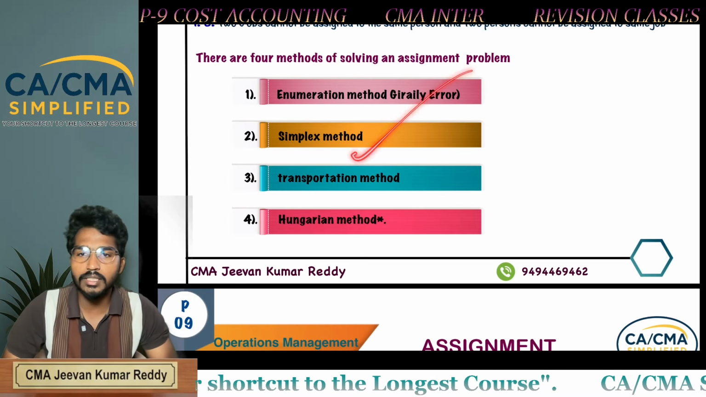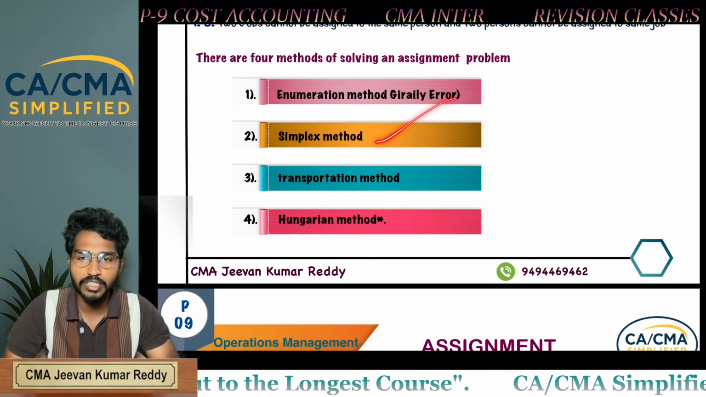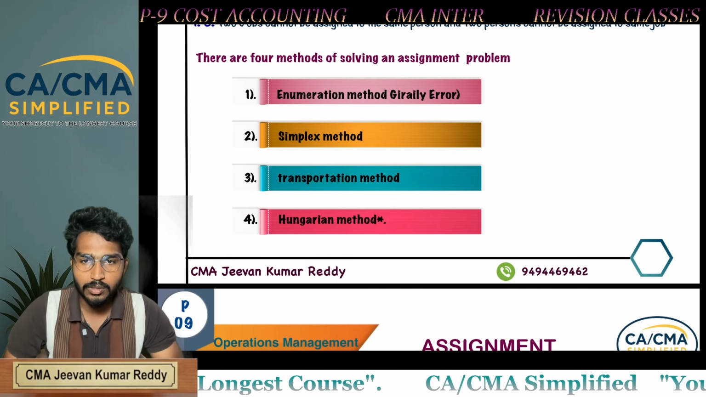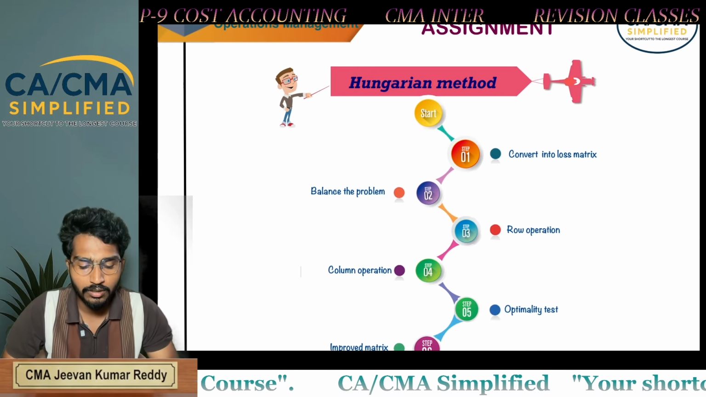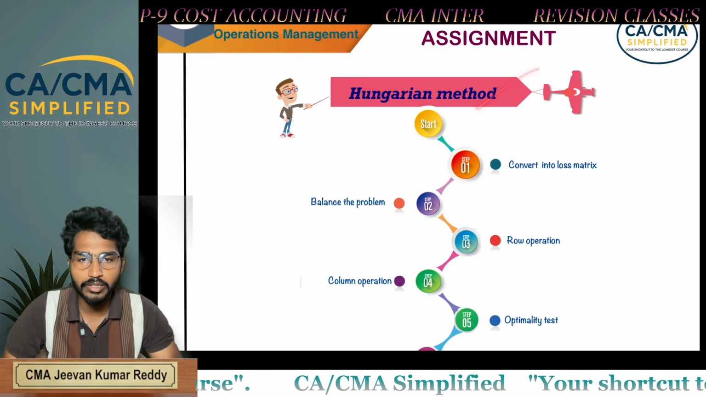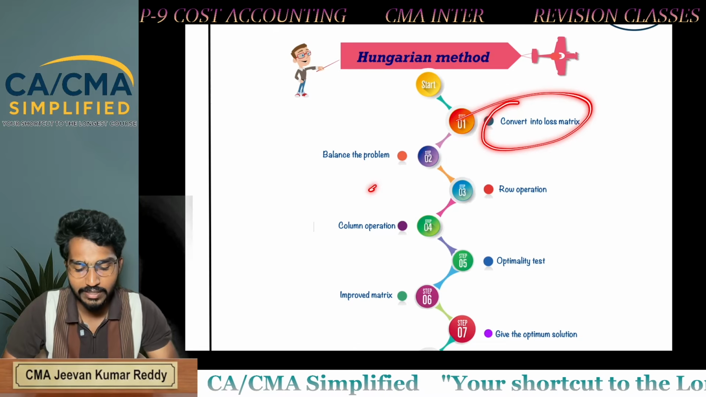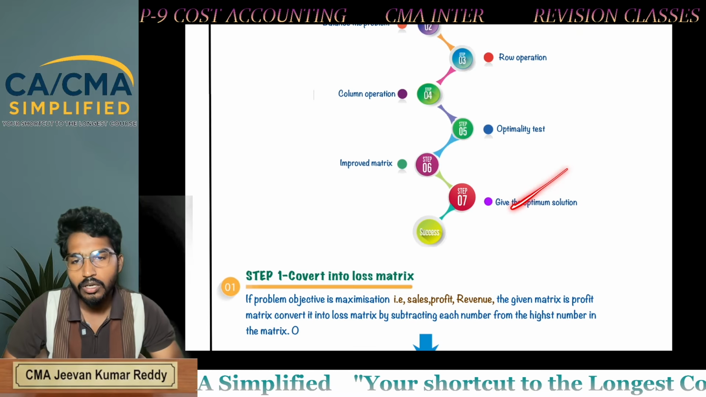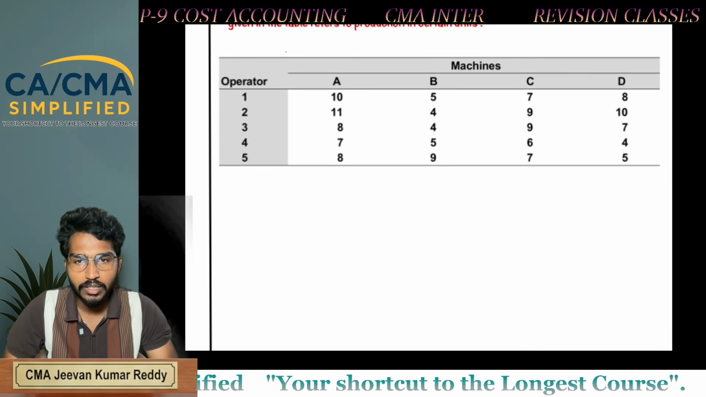For solving the assignment problem, we have four methods: enumeration method, which is nothing but the trial and error method, simplex method, transportation method, and Hungarian method. In our syllabus we have only the Hungarian method. For solving assignment through the Hungarian method, we have to follow 7 steps. First, convert into loss matrix, balance the problem, row operation, column operation, optimal detect, improved matrix, and give the optimum solution.